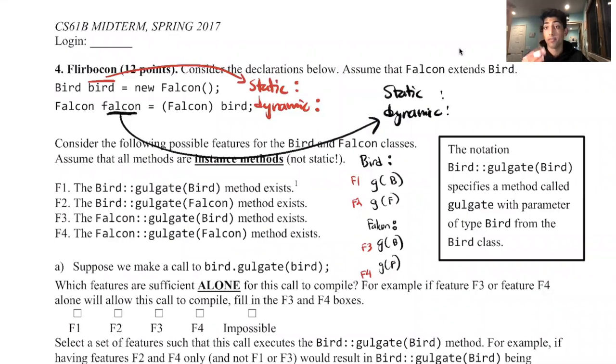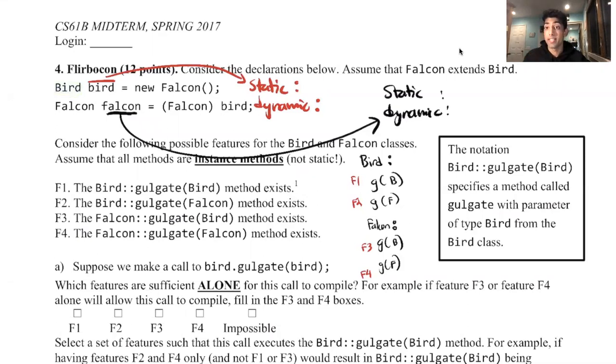Okay, so the first thing I want to do is figure out the static and dynamic types of the objects Bird and Falcon. Looking at this Bird object, what is its static type, what is its dynamic type? Let's first take a step back and remember what the static type is, what the dynamic type is. The static type, to put it simply, is the type of the object. It's what appears to the left. That's what the static type is.